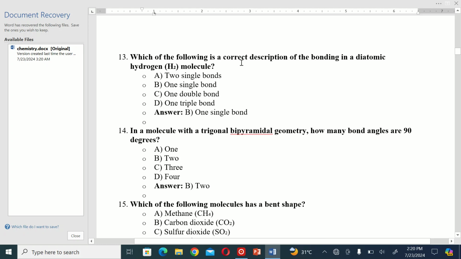Which of the following is a correct description of the bonding in a diatomic hydrogen molecule? A. Two single bonds. B. One single bond. C. One double bond. D. One triple bond. So the correct option is one single bond.